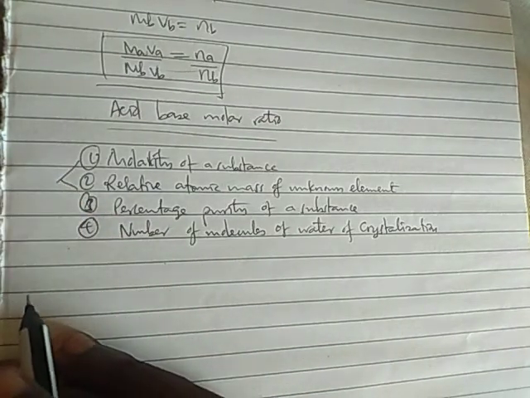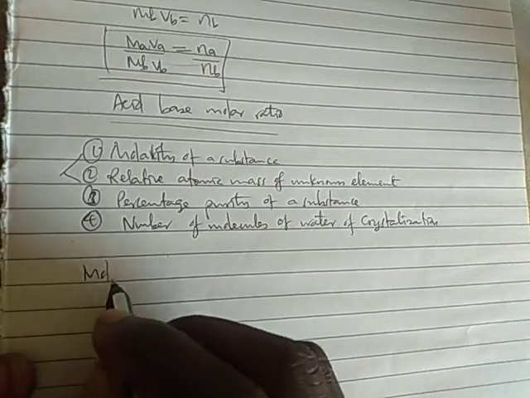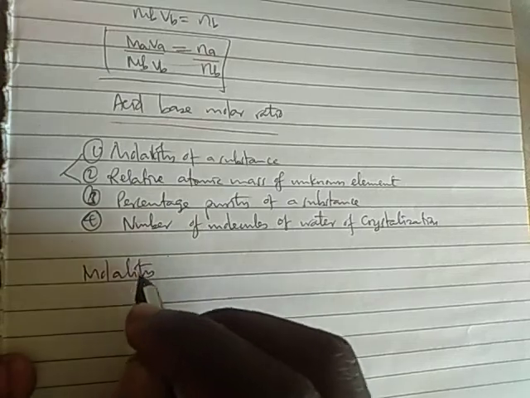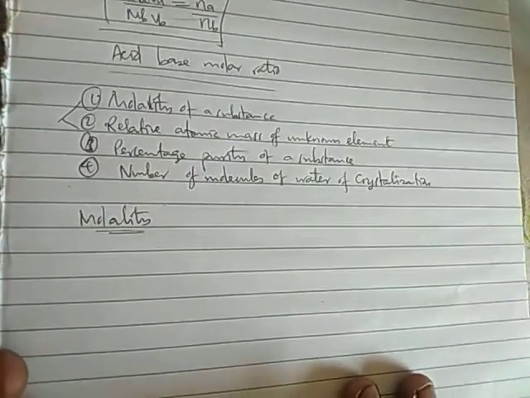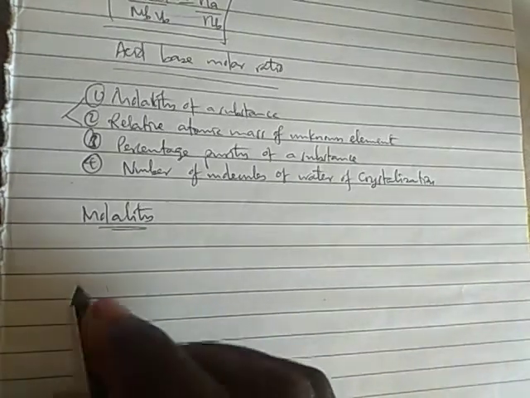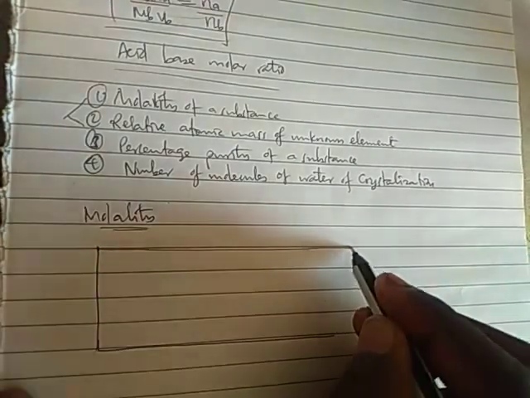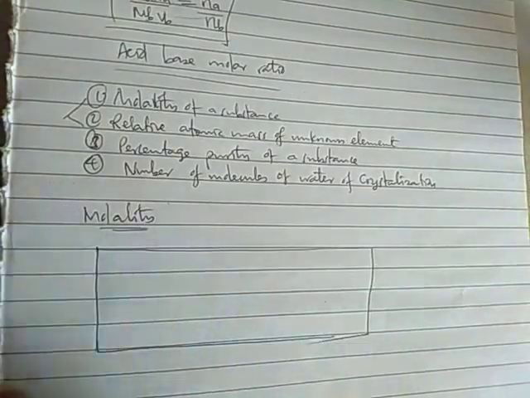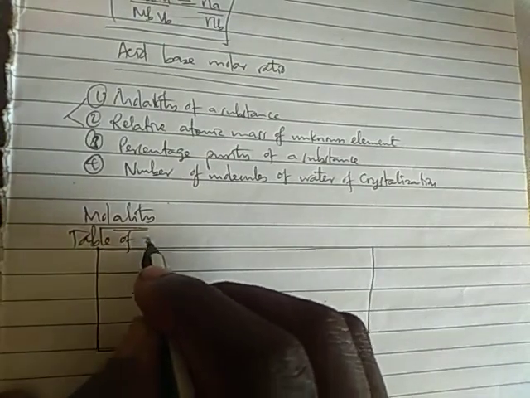Baadaye tutaenda kuona worked example zake. Kwanza tuangalie jinsi gani, how can we calculate molarity. So in calculating molarity, normally kama kwenye practical, tuna titrate kama tulivyosema mwanzo, and we said in titration we are drawing a table like this, and we call this the table of results. The table of results.